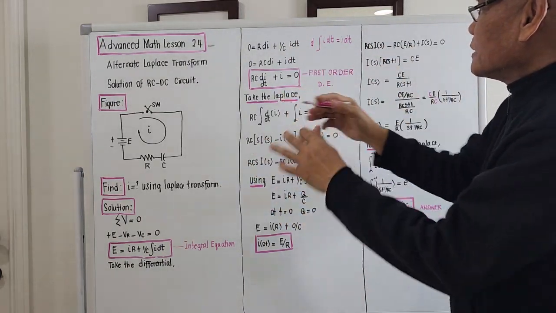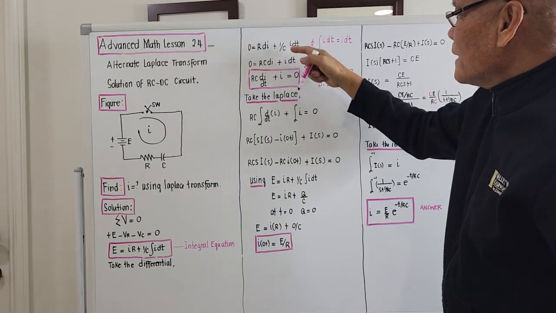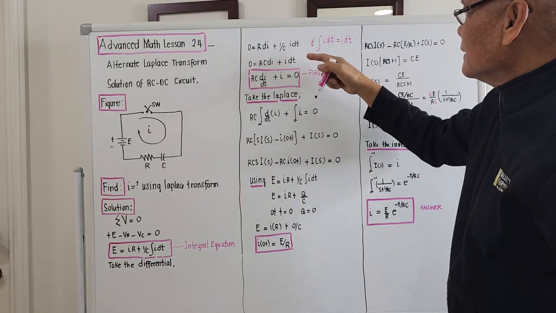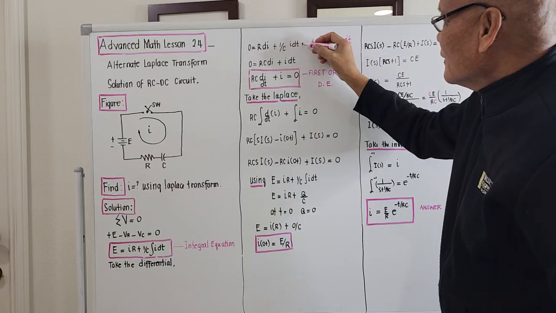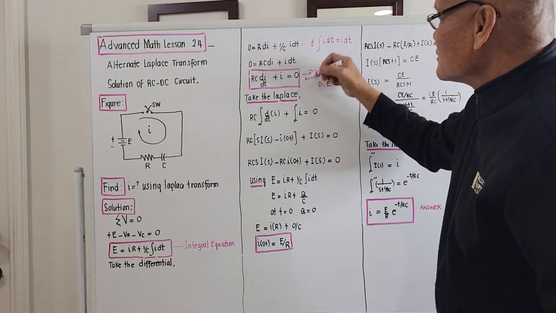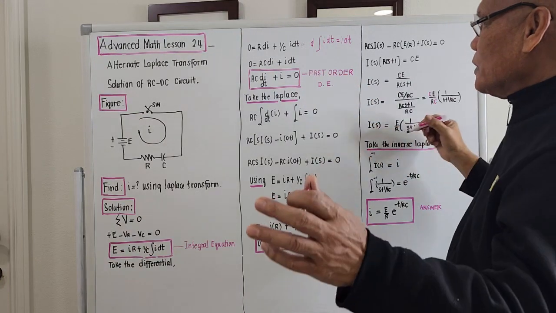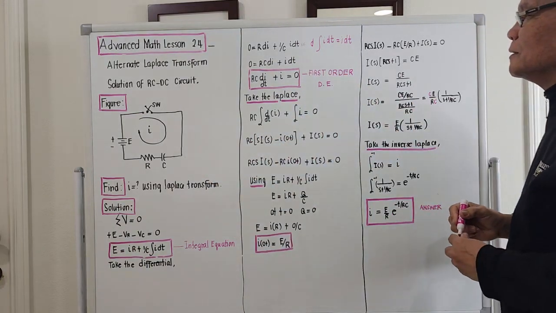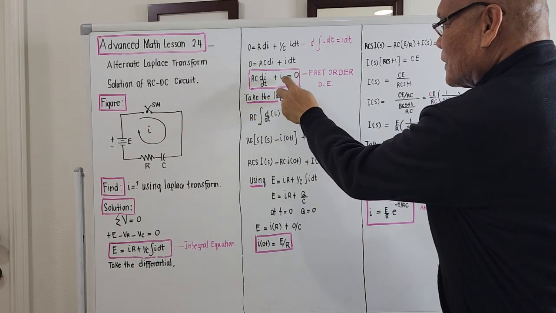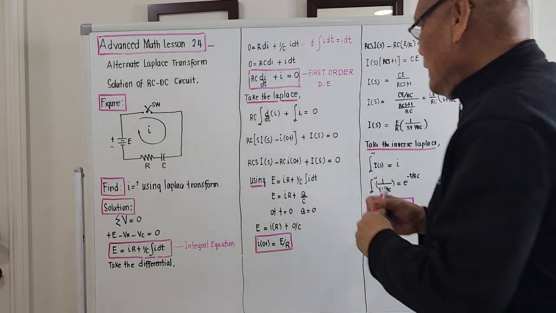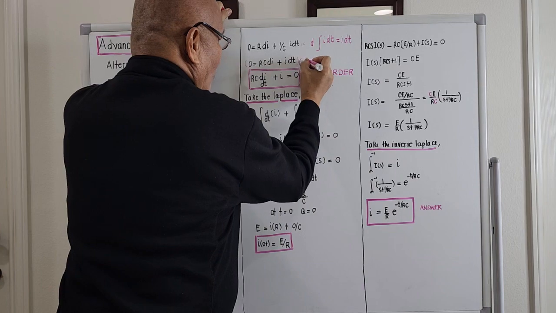Multiplying all terms by C, 0 times C will be 0, R di times C will be RC di, and 1 over C times I dt times C, this C cancels with this, so what remains is simply I dt. If we rearrange this one, RC di dt plus I should be equal to 0, by multiplying all the terms by 1 over dt.